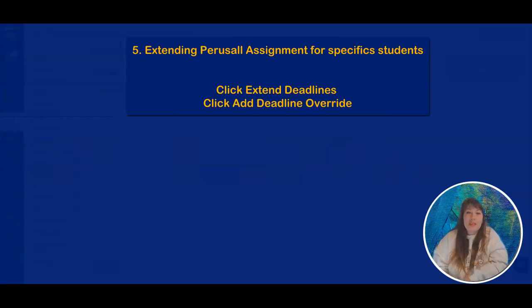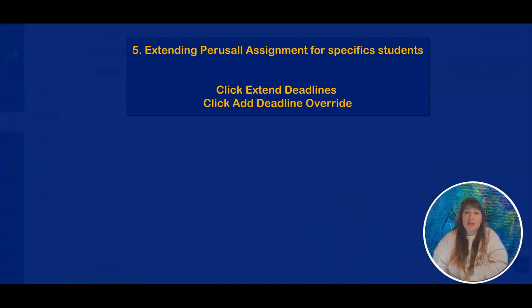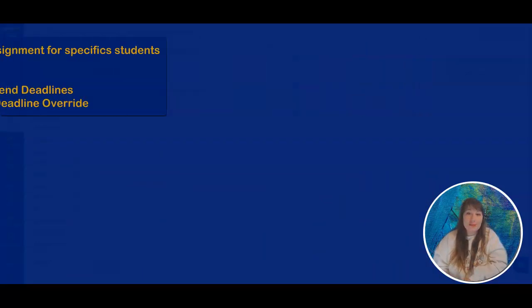Number 5. If you need to extend a Perusall assignment for a specific student or group of students, go to the applicable assignment in Perusall. You're going to click the "Extend Deadline for a Student" button, then click Add Deadline Override. Select the applicable students from the list and then enter the new deadline.